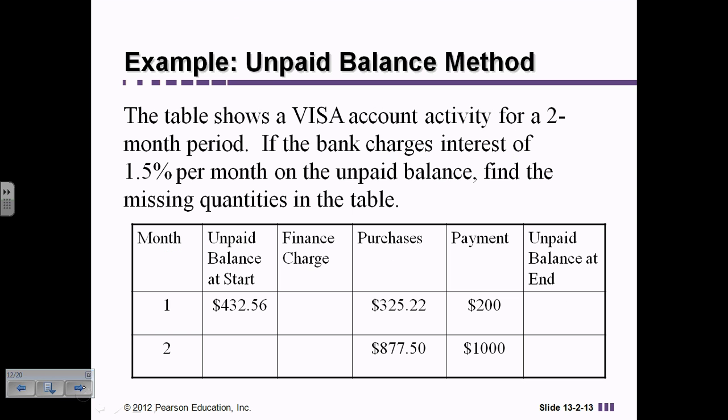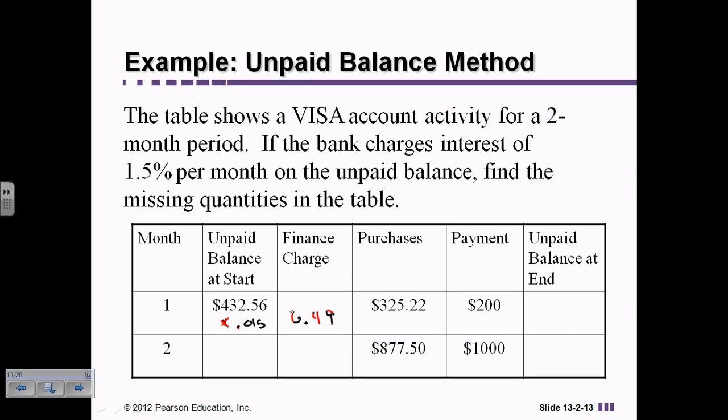All right, so let's look at this example. It looks a little bit complicated, but let's go through and talk about each step. At the end of the last month, the balance that was unpaid was $432.56. The finance charge that you're going to be paying is on that $432.56. So the first thing you've got to do is calculate your finance charge for the 1 month. You're going to take the 432 and multiply it by 0.015, and you get an amount of $649. I'm sorry, $6.49.